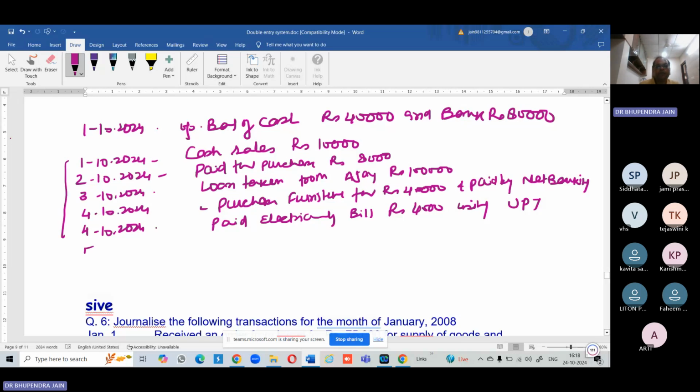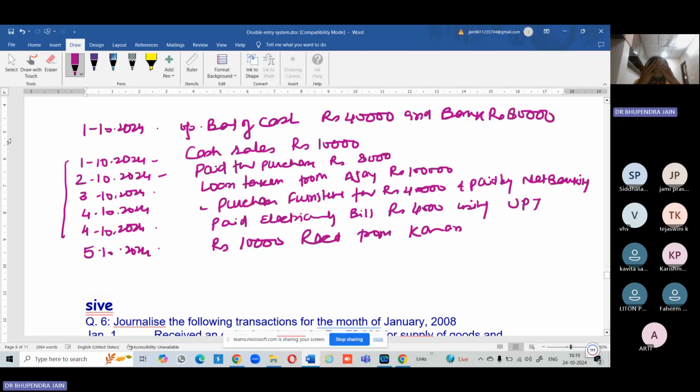Suppose 5th October 2024, rupees 10,000 received from Karan. Suppose some of the transactions are given. And now we are going to prepare the double column cash book in which one of the columns is cash and another column is bank. But first we have to write down the opening balance as on 1st October 2024.